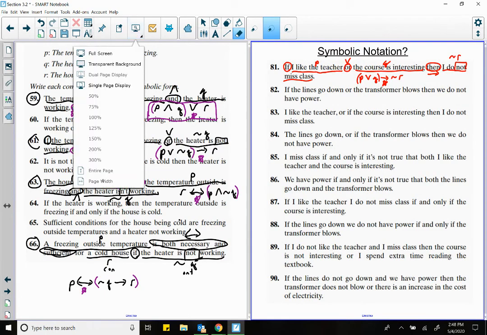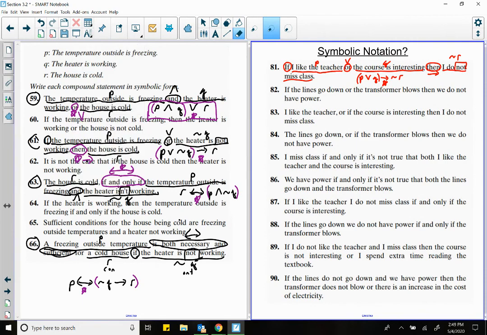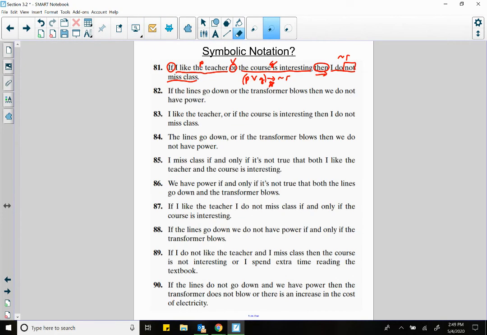Oh, I don't want dual page. I want entire page. Oops, sorry, single page. Let's go entire page. There we go.